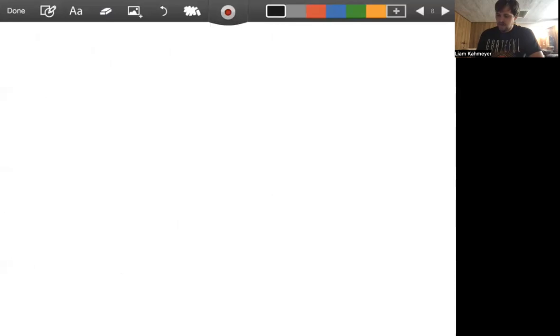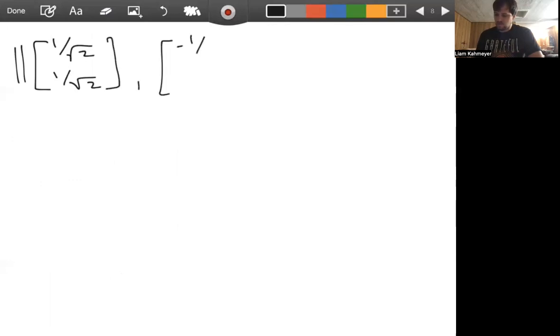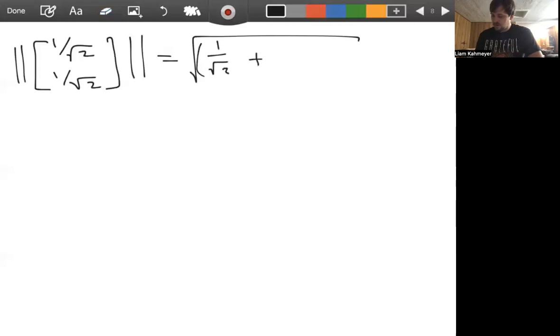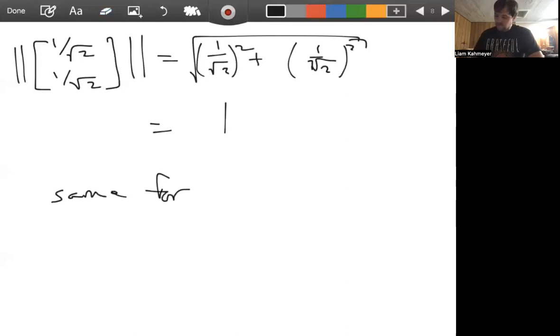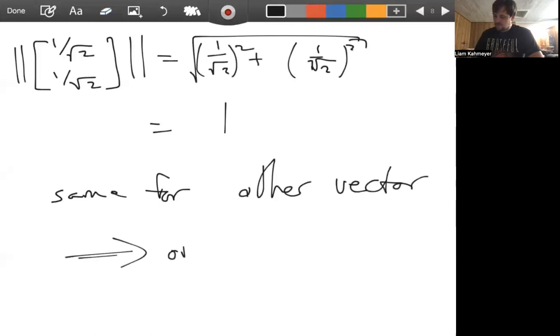And then we would have to calculate magnitudes, right? So what's the magnitude of (1 over root 2, 1 over root 2)? Let's calculate magnitude one at a time here. So this would be the square root of (1 over root 2) quantity squared, plus (1 over root 2) quantity squared, which is the square root of 1/2 plus 1/2, which is 1. Same for the other vector, which implies orthonormal.